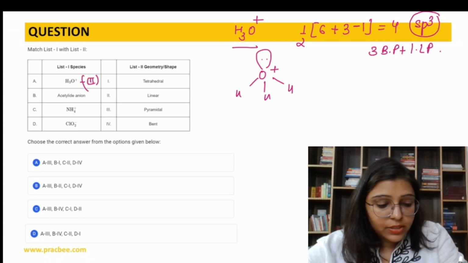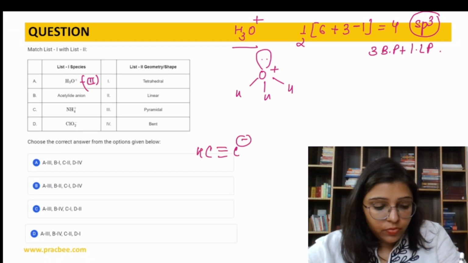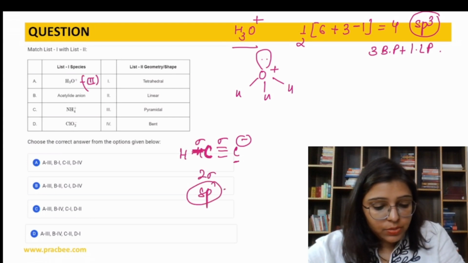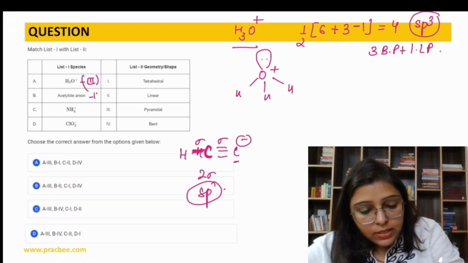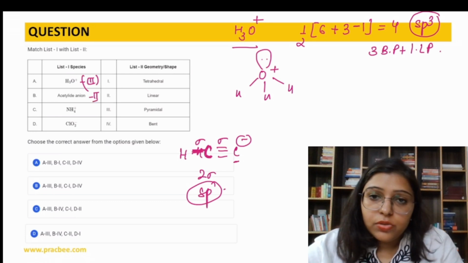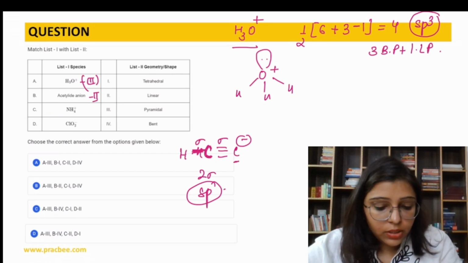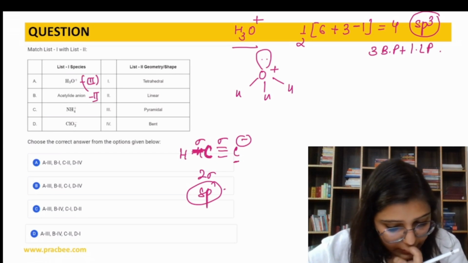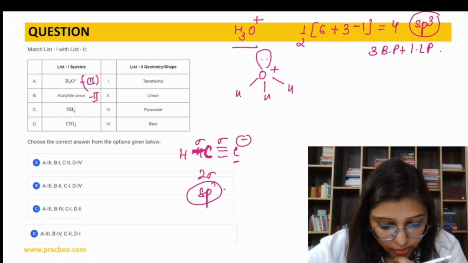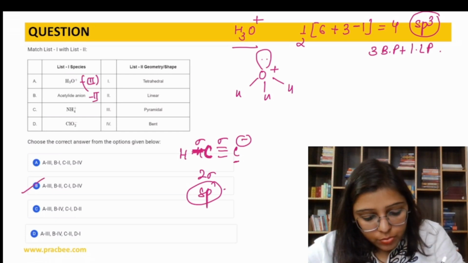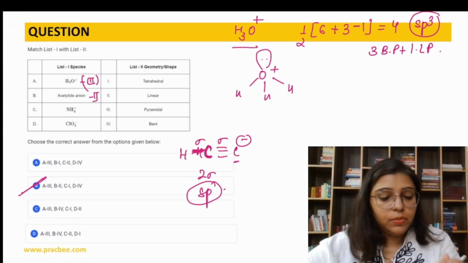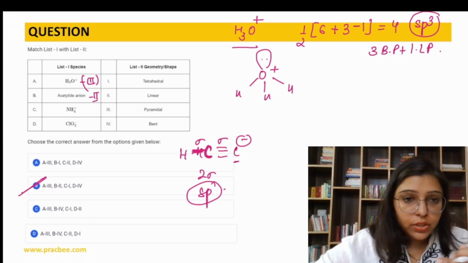Acetylide ion, we have already discussed above. So CH triple bond C minus. How many sigma bonds for this carbon? 2: 1 and 1 sigma bond with the hydrogen. So 2 sigma bonds, sp hybridization. sp hybridization means linear. So for acetylide ion, it is second. In a similar way, you can check for other options. If I mark the correct answer, it is going to be A3, B second. So option B is the correct answer. Similarly, you have to find out the geometry and shape.